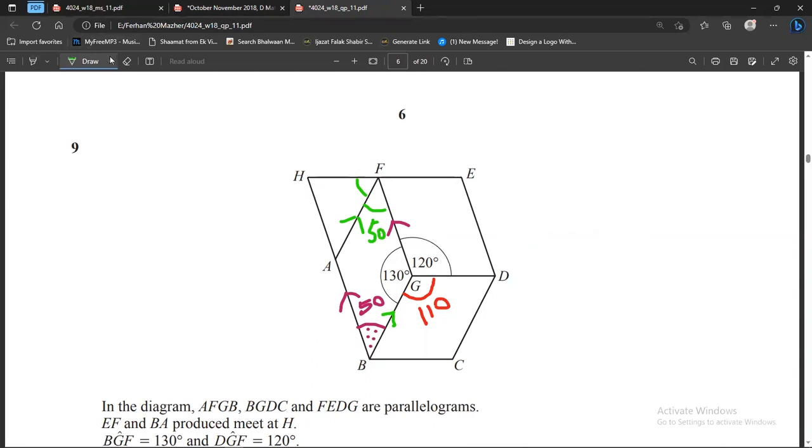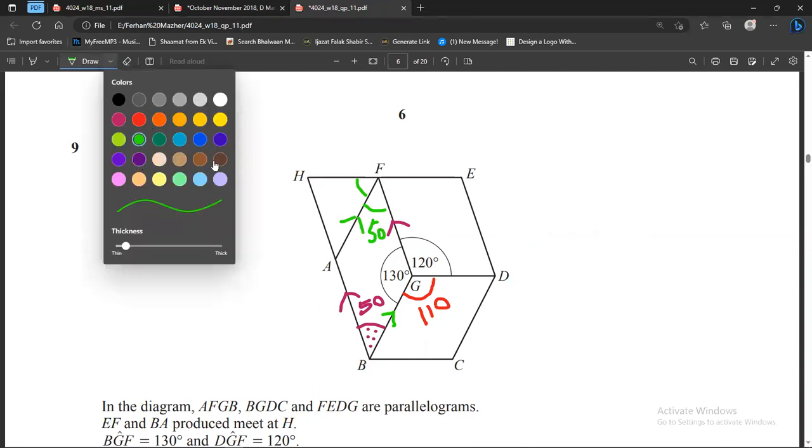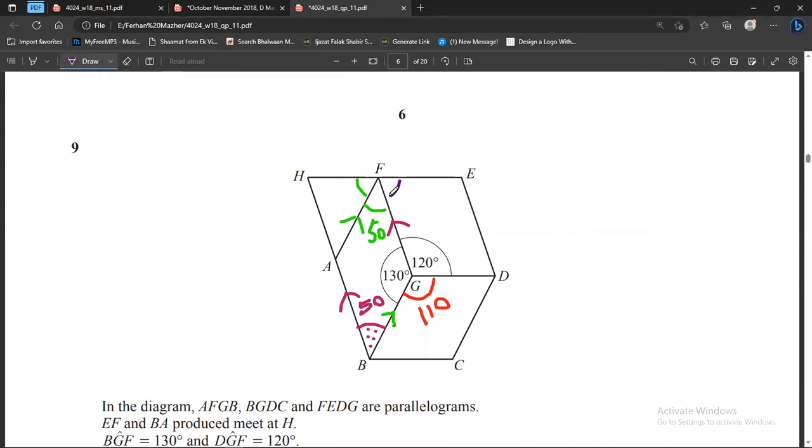And how much will be this angle? Because this is parallel to this side, and this is 120, this angle will be 60. 180 minus 120, this is 60. Because this is a straight line, this is 60, this is 50. So I can find out this angle.